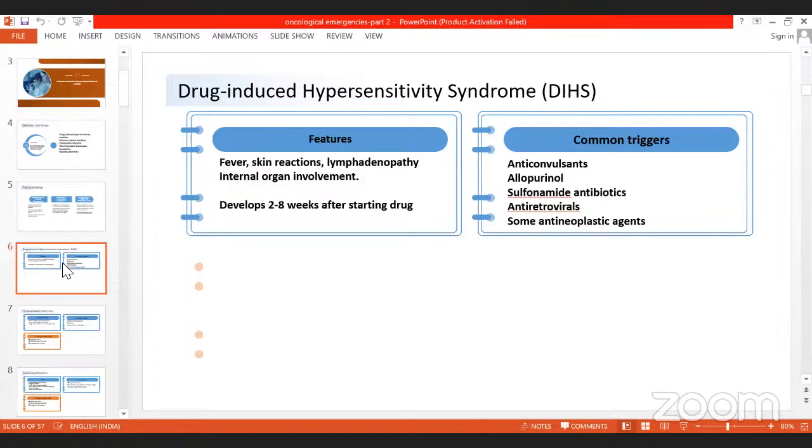Drug-induced hypersensitivity, as we all know, presents with fever, skin reactions, lymphadenopathy, and internal organ involvement. These are the common features, and they develop up to 8 weeks after starting the drug. The most common drugs are anticonvulsants, allopurinol, sulfonamides, and some anti-neoplastic agents in systemic chemotherapy, which are common with drug-induced hypersensitivity syndrome.